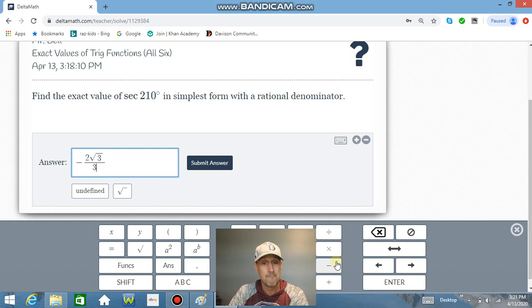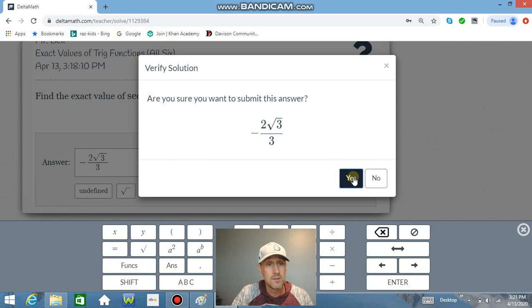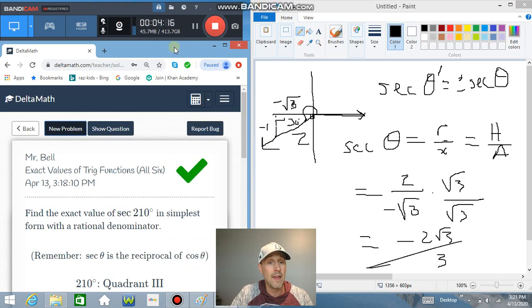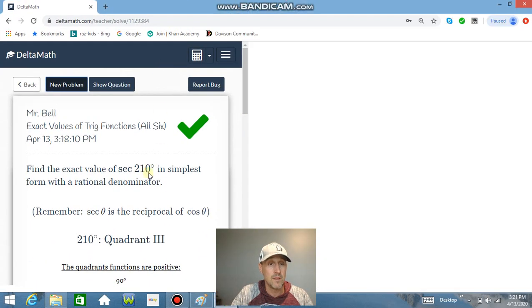Sometimes keyboard works too. Like right now, I can't click on the numbers because my screen is in the way. So I just use my keyboard and that worked too for the numbers. Okay, submit the answer. So I just want to show you how to work the square roots. All right, so there's an example on that one. Now this is in degrees.